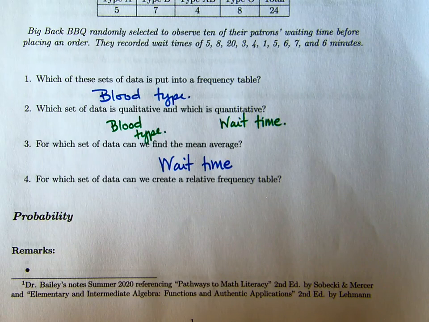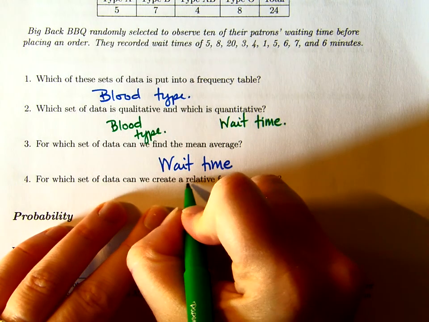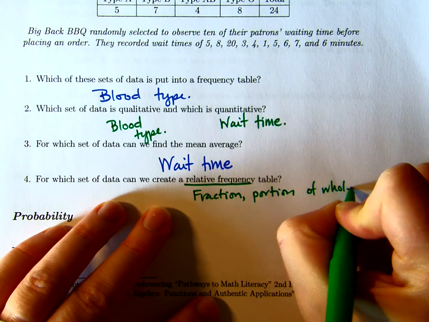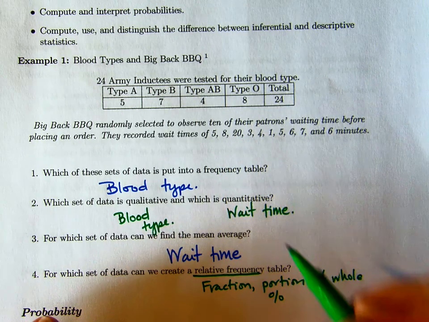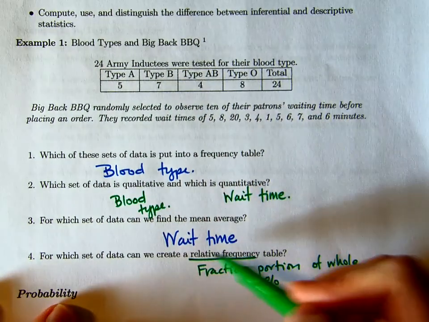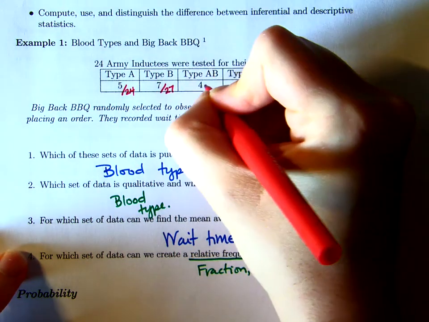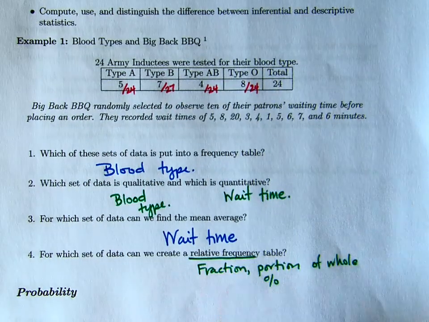Okay. For which set of data can we create a relative frequency table? Oh, so now we have to remember what that is. Relative frequency was either a fraction, a portion of the whole, or a percentage. Okay, well, we can't really do that for the wait times. 5 out of what? What fraction? What percentage would 5 be out of here? But here, these are all out of 24. So we could create a relative frequency table for blood type. We could go 5 out of 24, 7 out of 24 are type B, 4 out of 24 were type AB, and 8 out of 24 were type O. So we could immediately make a relative frequency.